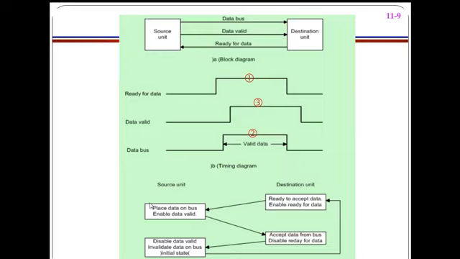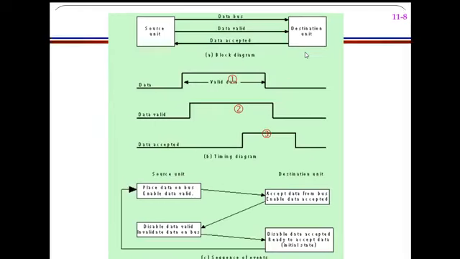Next comes your destination initiated handshake signals. In the destination initiated, what happens? Your destination will say that now I'm ready to accept the data. Then the source will send the data. Later on, after accepting the data, the destination will reply that the data has been accepted.